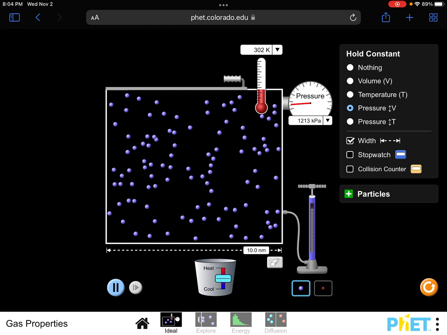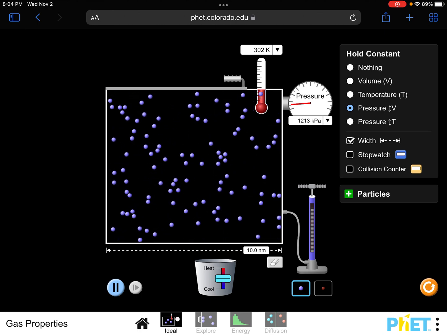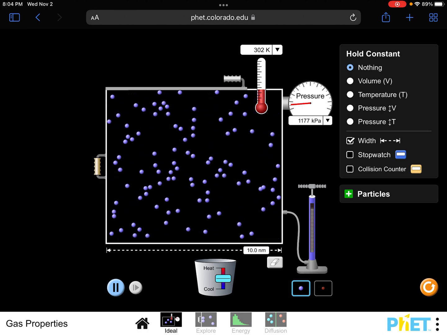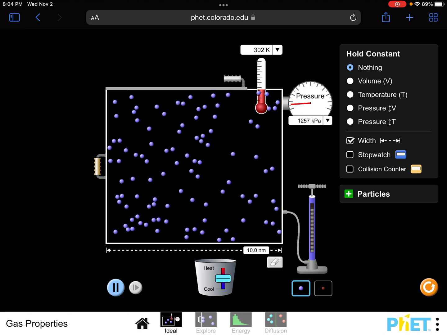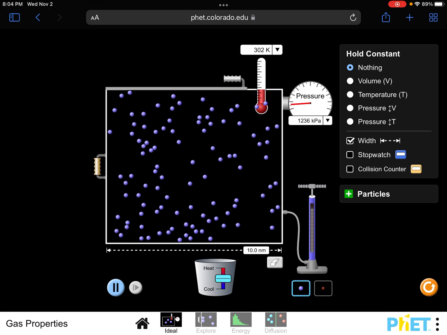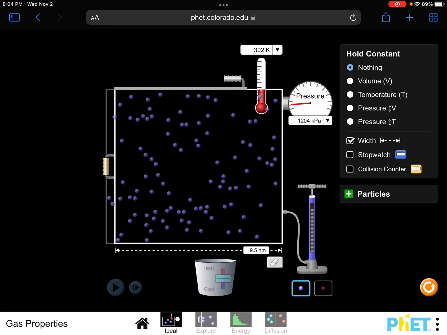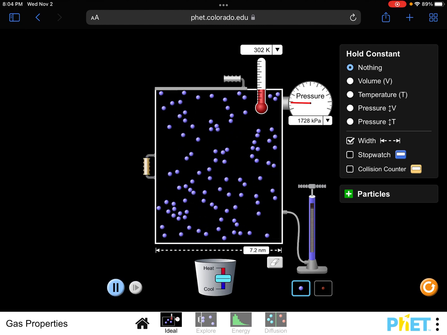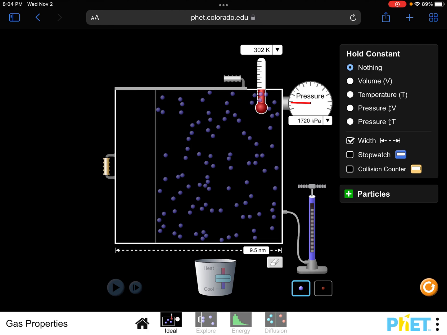And we can adjust the different variables by, for example, taking this little handle over here and changing the volume of our container. So I can change the volume of the container.